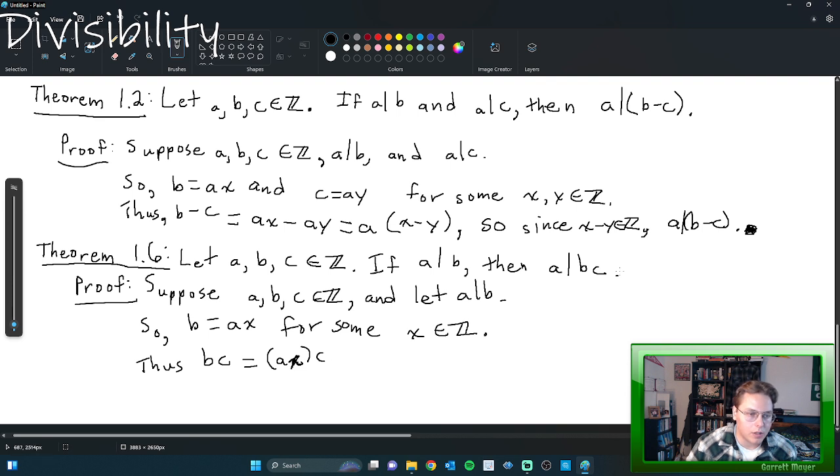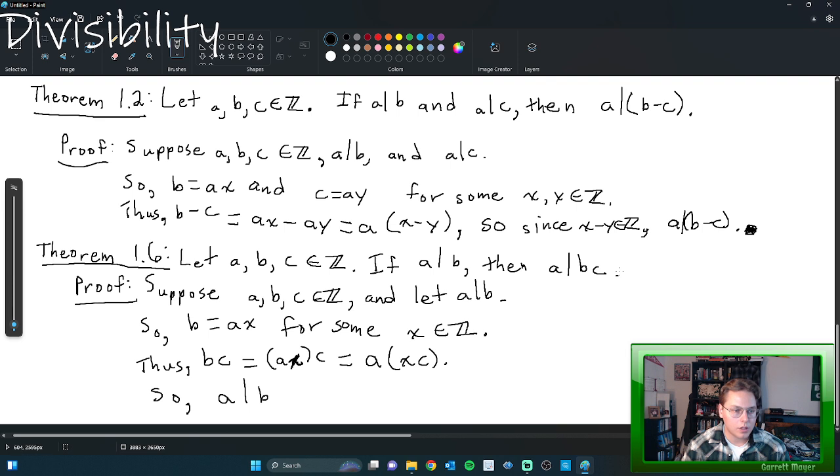So we have bc equals ax times c. Just with a little bit of rearranging, we have a times x times c, because you can move these parentheses. That's just a property of multiplication. Thus bc is also the product of a and some integer. Integers are closed under multiplication. That means if you multiply two integers, you're still left with an integer. So xc is an integer. So bc is equal to a times some integer, and this means a divides bc. So we have our proof.